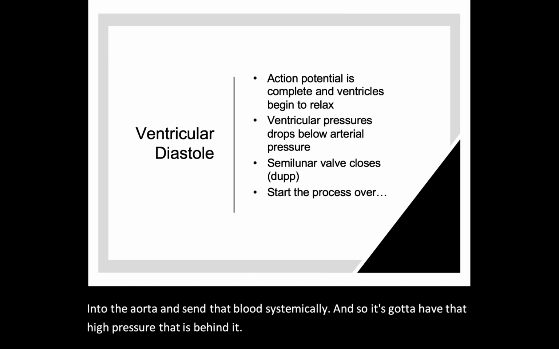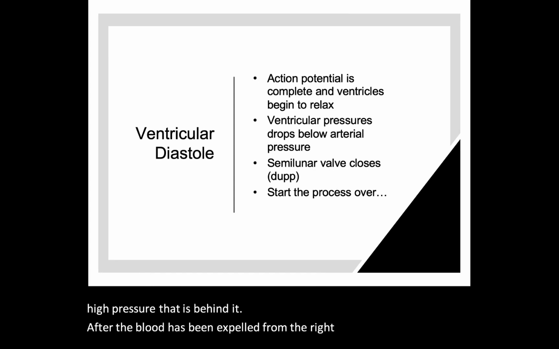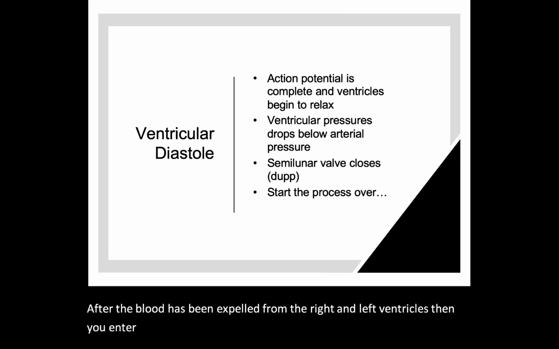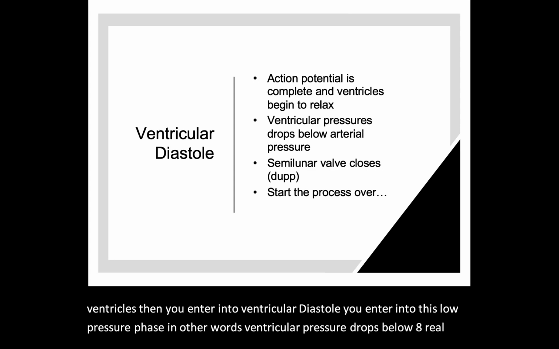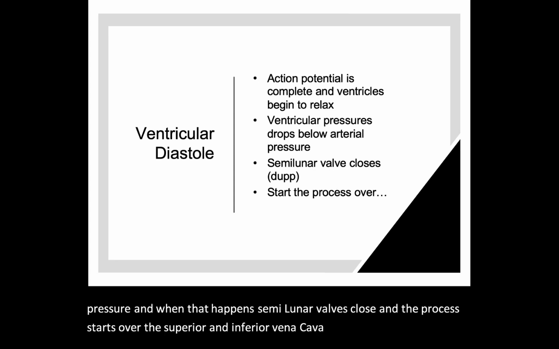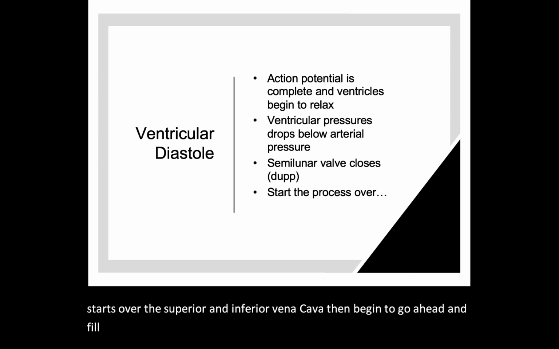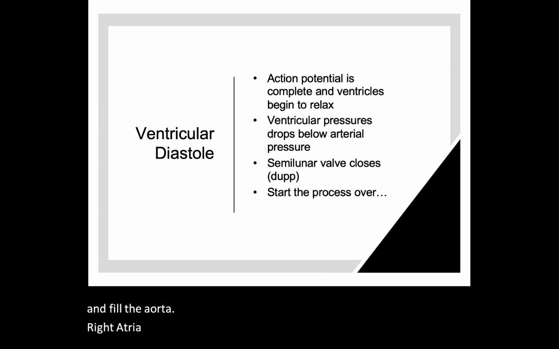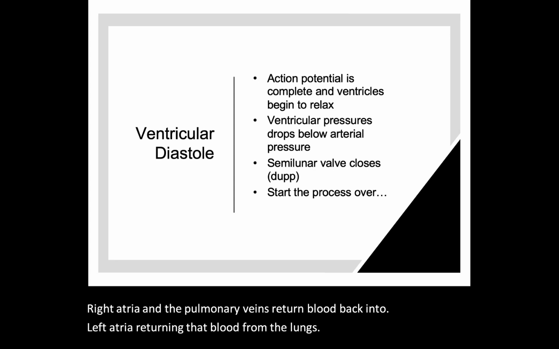After the blood has been expelled from the right and left ventricles, then you enter into ventricular diastole. You enter into this low pressure phase. In other words, ventricular pressure drops below atrial pressure. And when that happens, semilunar valves close and the process starts over. The superior and inferior vena cava then begin to fill the right atria, and the pulmonary veins return blood back into the left atria, returning that blood from the lungs. All right, and so the process starts over.